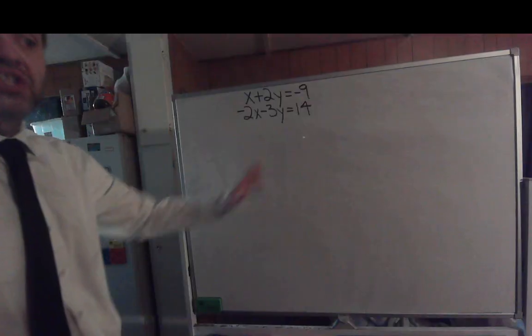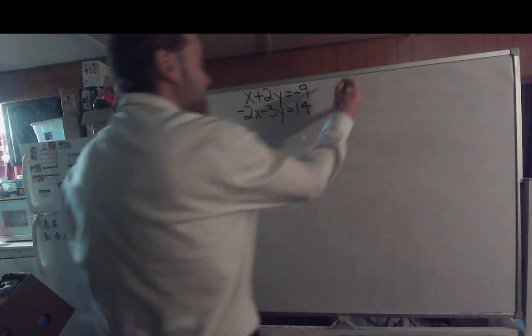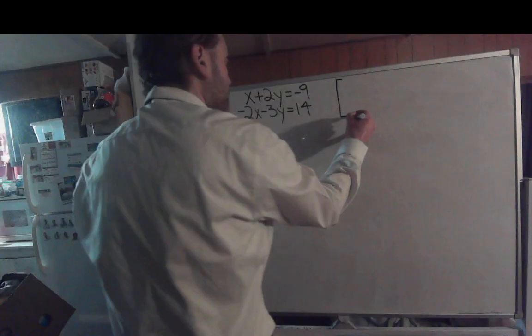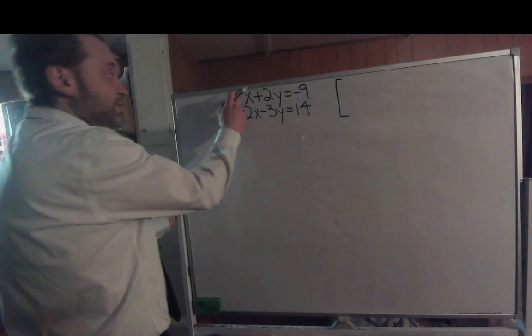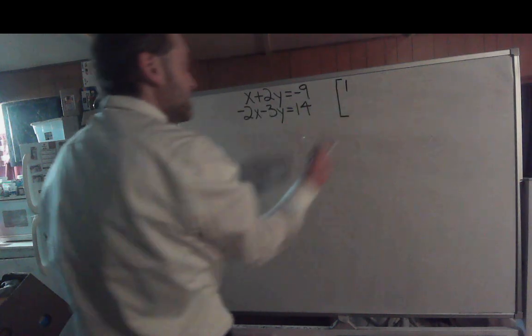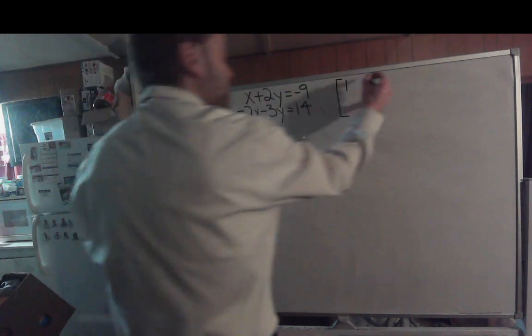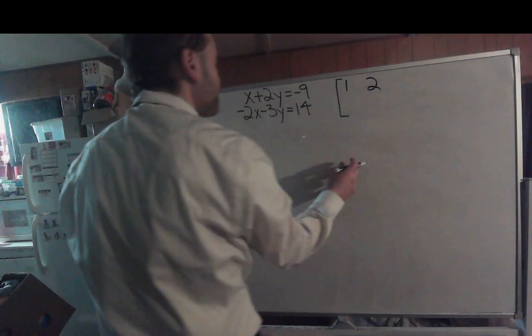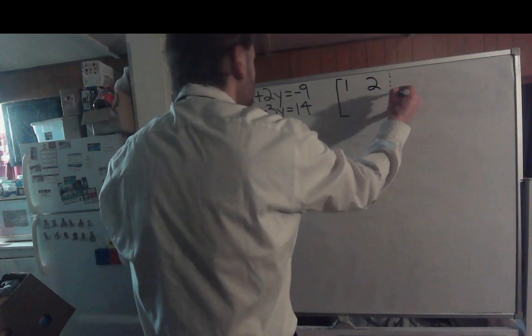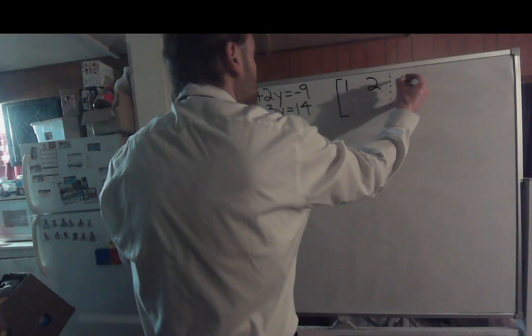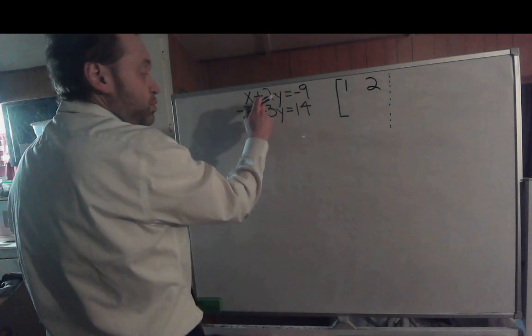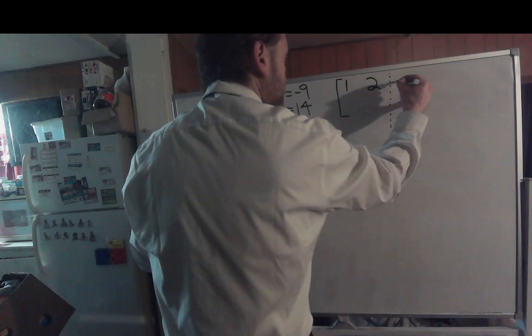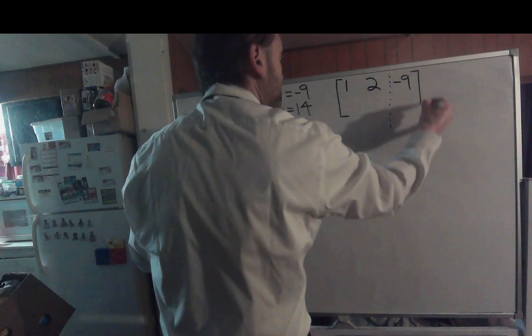Let's convert this into an augmented matrix first. So in the first row, take the coefficient on your x variable, which would be 1. Then take the coefficient on your y variable, which would be 2. And then form your augmented line. And then put what that equation's equal to on the right side, which would be -9.